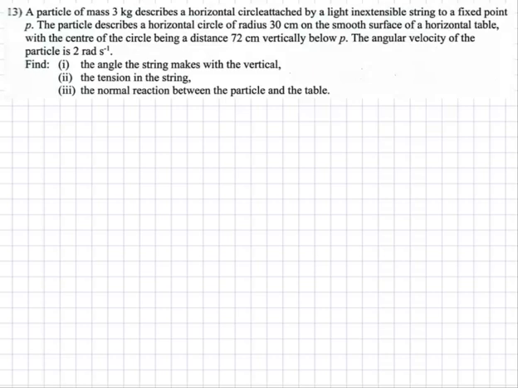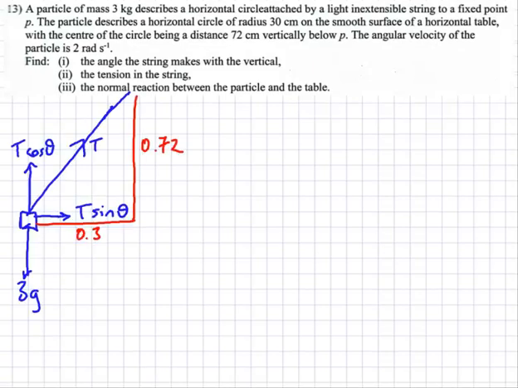So the particle describes a horizontal circle of radius 30 centimeters on a smooth surface of a horizontal table. So smooth, therefore there's no friction in this instance. We'll look at friction in another lesson. Okay, with the center of the circle being a distance of 72 centimeters vertically below P. Angular velocity is 2 rads per second. So the first thing we do is we draw our forces, the components of our forces, and we have this tension on the string. We can break that then down into the horizontal and vertical components, and to some extent we can actually now ignore that tension.